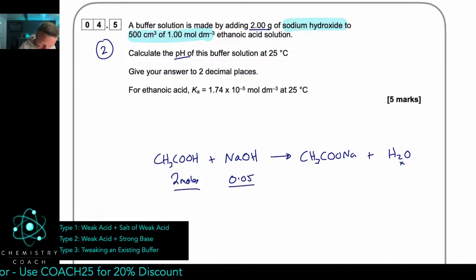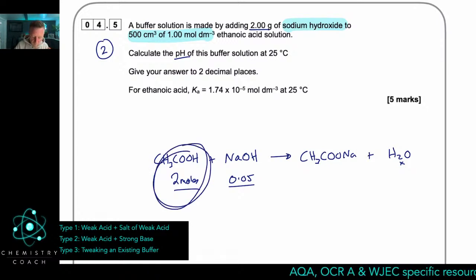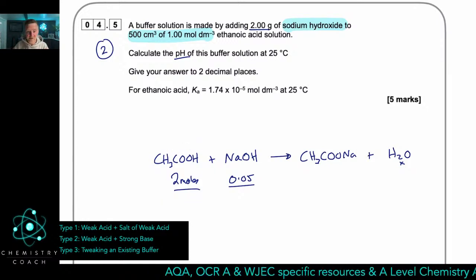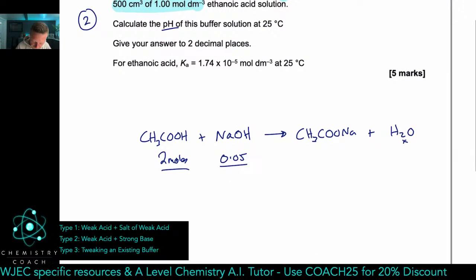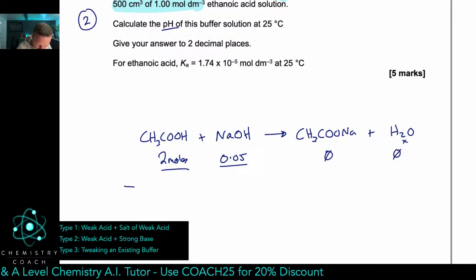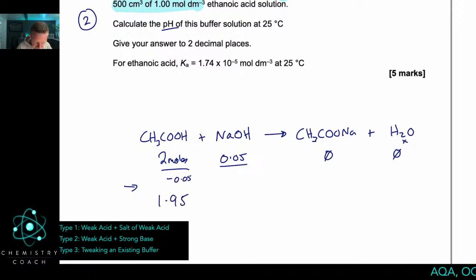Okay, so we know the number of moles of both of these. Now what's going to happen when these two things react together? Notice again how our weak acid is in excess. We've got more acid than we have sodium hydroxide. We haven't got any salt to start with, but after the reaction, the acid is going to go down by 0.05, so that's going to be 0.45 moles of ethanoic acid.